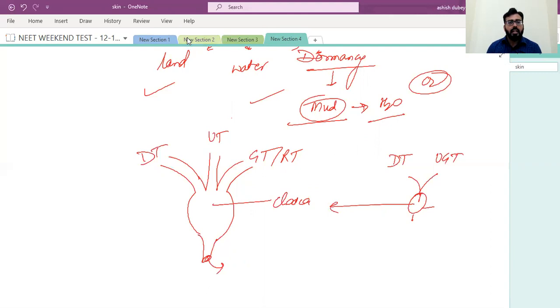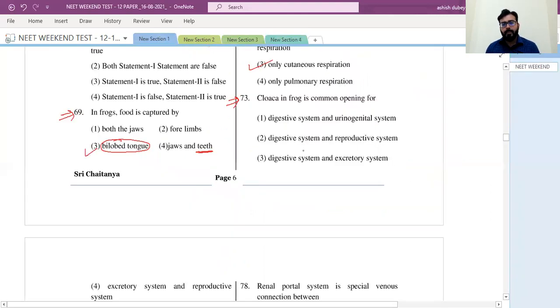We can also say that in case of frog, yes, the digestive system and urinogenital system, this will be the answer. 73rd first.